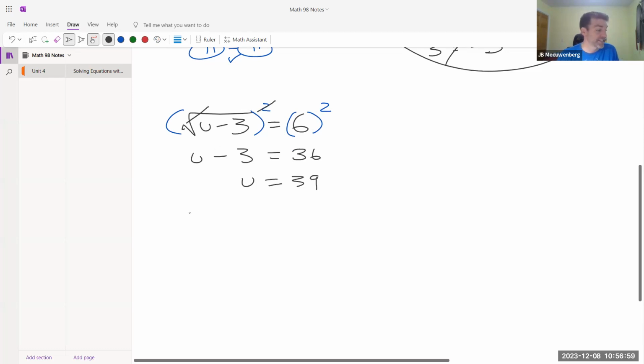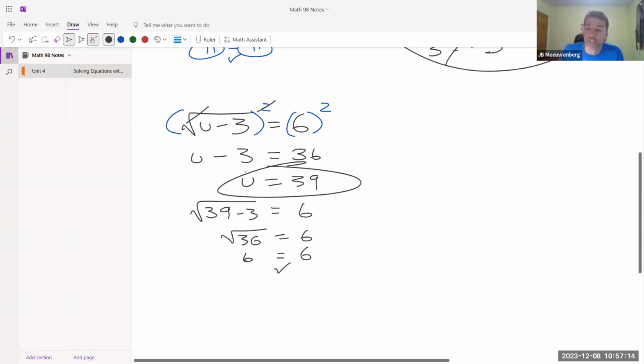We can check that solution by substituting 39 back in for u, 39 minus 3. And is that equal to 6? Well, the square root of 36 is equal to 6. So that does check out. So we have one solution of u equals 39.